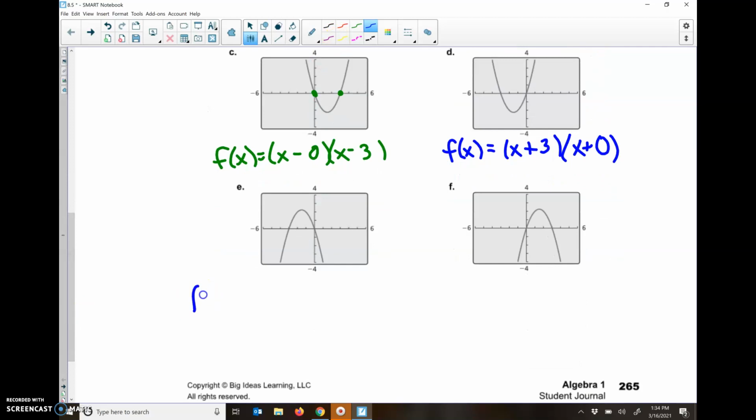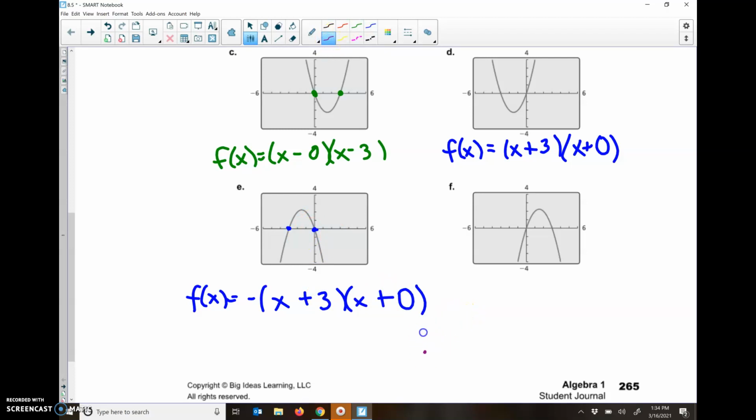All right, next one, f of x equals, it's upside down, so I'm going to remember to put the negative out in front this time. And same thing, x minus one intercept, x minus the other intercept. And then the same thing as D. It is at negative 3, so minus a negative 3 is really the same thing as plus 3. And that one's at 0, so I'll just put a plus 0 so that they're both the same.